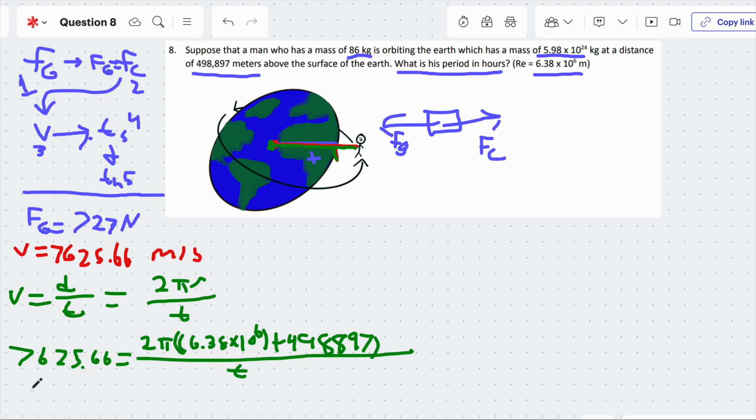Okay, so first things first, we want to simplify that top. So, 2 pi times that. Let's figure out our radius again first. So we got 6.38 times 10 to the 6th plus 498897. Oh, wow, I was right. Okay. That's our radius. I'm just going to do this whole top in our calculator once we find our radius, which is 6878897. We're going to multiply that by 2 pi.